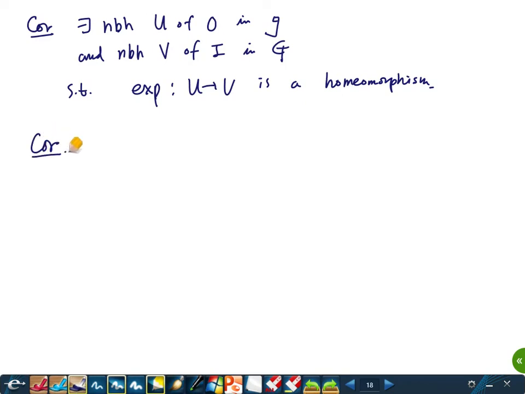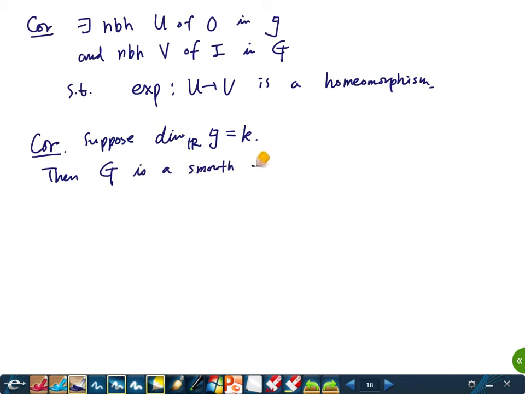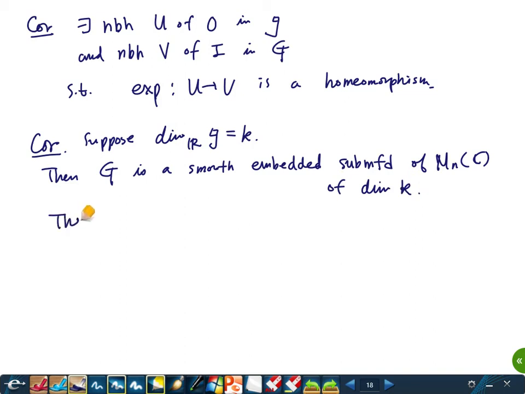Another corollary. Suppose the dimension of G, the real dimension, equals K. Then this G is a smooth embedded submanifold of M and C of dimension K. Therefore, G is a Lie group, a smooth manifold with group structure.